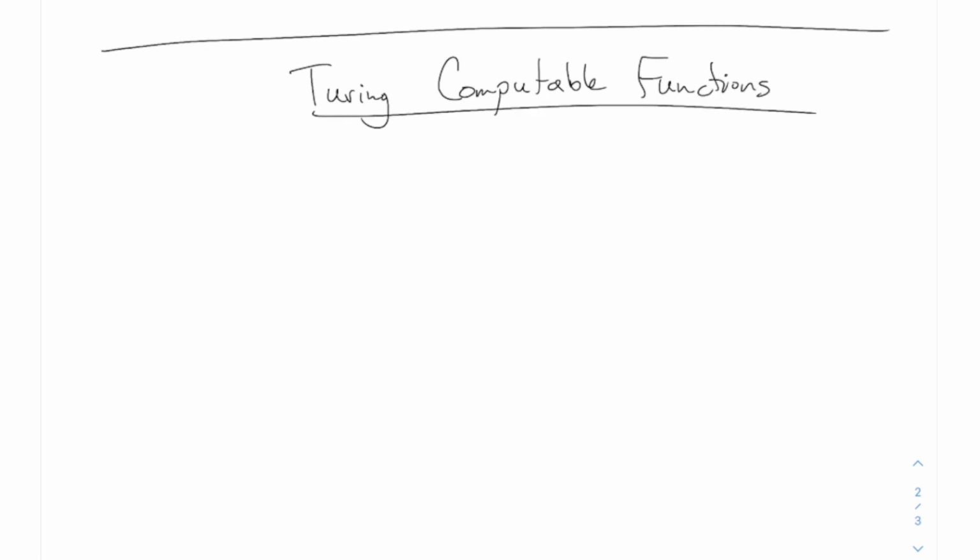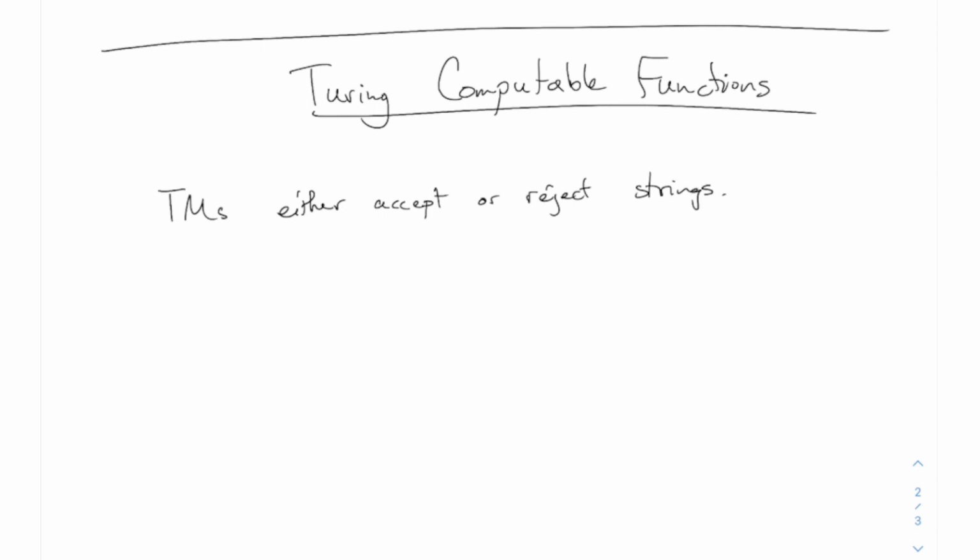I would like to talk for a bit about what we call Turing computable functions. This is something still about Turing machines, but really from a different point of view, you might say. So Turing machines, as we've been discussing them so far, either accept or reject strings.